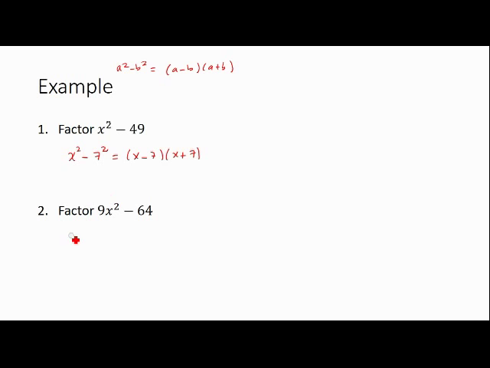Now our second one is a bit different because you have a number multiplying the x squared. But let's see that 9x squared can be written as 3x squared, the whole 3x is being squared right here, minus 8 squared. Let's see that 3x squared is just 3x times 3x, and as a result we get 9x squared. And so we can factor this as 3x minus 8 times 3x plus 8.